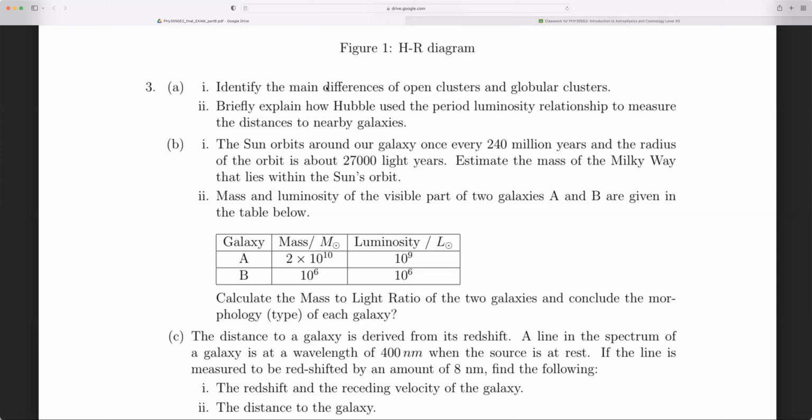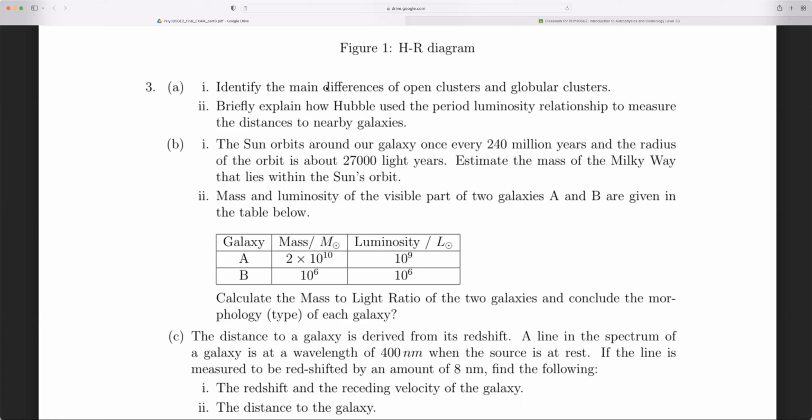Now, what you should understand here is that you cannot just cram everything and write things for a question like this, right? I have explained it to you by taking time. So what I need from you is to get the idea and understand how it is used, and then you have to explain it here, right? So that is the idea. So how do you explain a question like that? How Hubble used the period luminosity relationship to measure the distances?